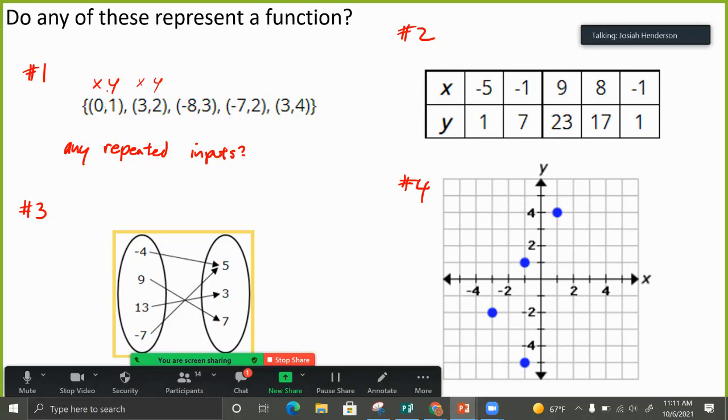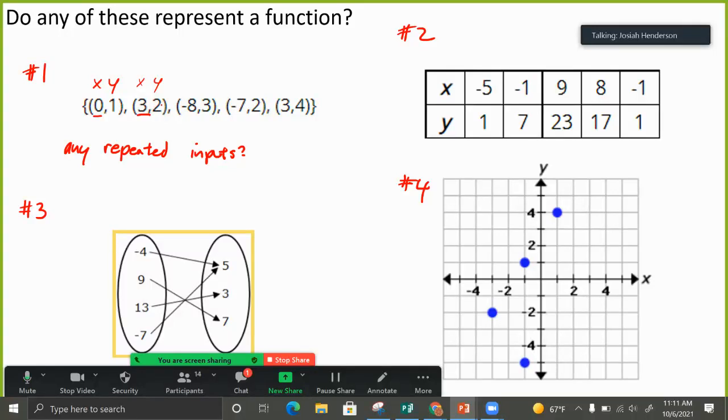Okay, let's make sure for sure. We're looking at the first numbers. So we see zero as an input and it goes to 1. Okay, cool. Are there any other zeros in the first position? No. So we're good on that.